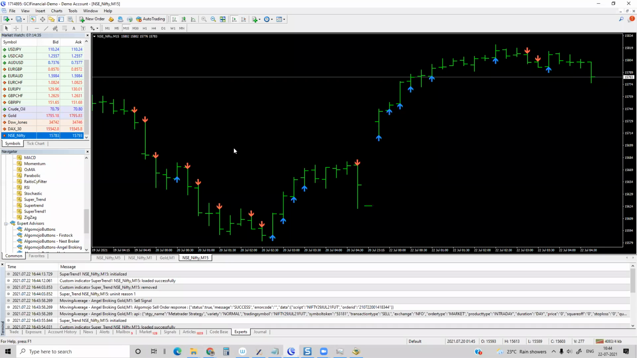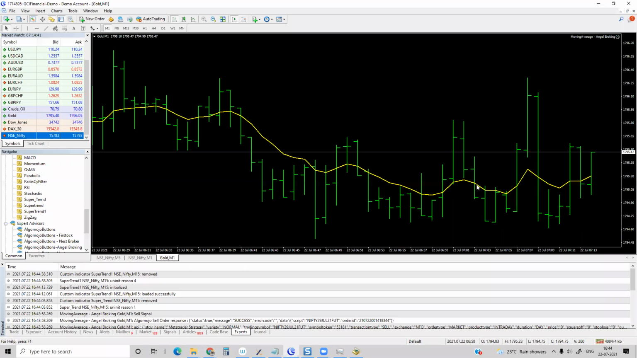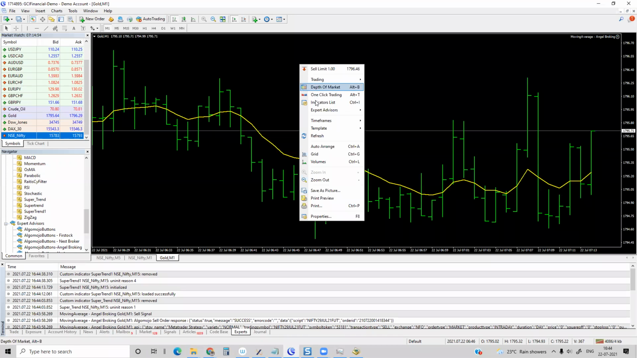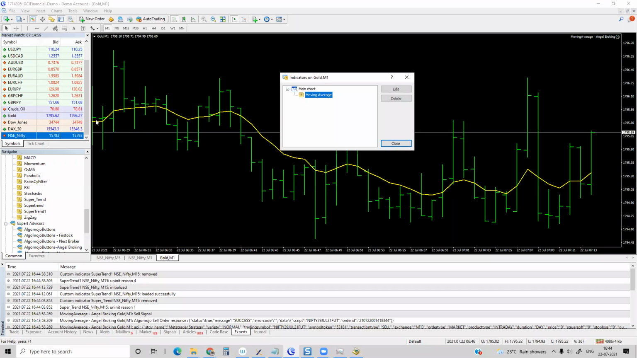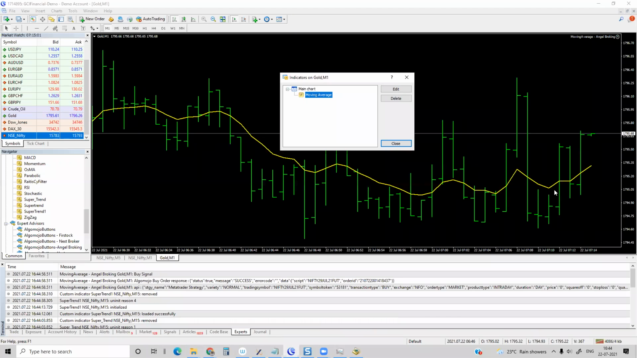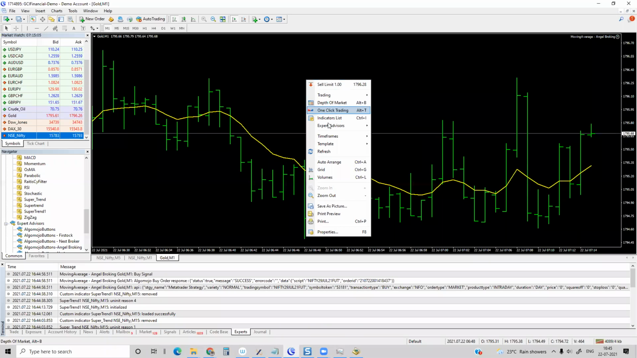What will the indicator be used for? Only for visual trading purposes. In this example, if you see, this is a gold chart, but we are running automation on Nifty. But if you notice, there are two things involved over here. One is, if I right-click and go to indicators, there is an indicator involved. I plotted an indicator, and the indicator is only for visual purposes. But for automated trading purposes, I was using the expert advisors.